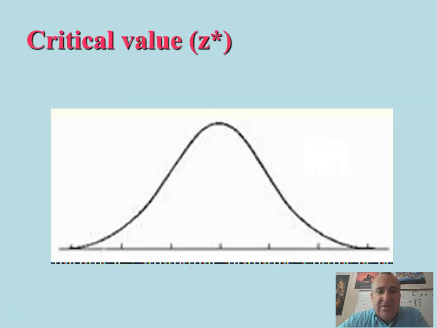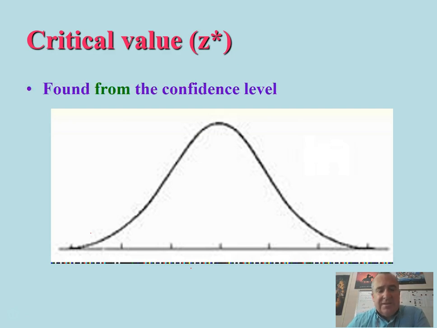In order to find these confidence intervals, it's all going to be based upon something called a critical value, which the statistical symbol for that is z star. A critical value is simply a z-score that corresponds to a certain confidence level. So when we say we want to be 90% confident, that means when we create our interval, we want our interval to contain 90% of the data, which means this.